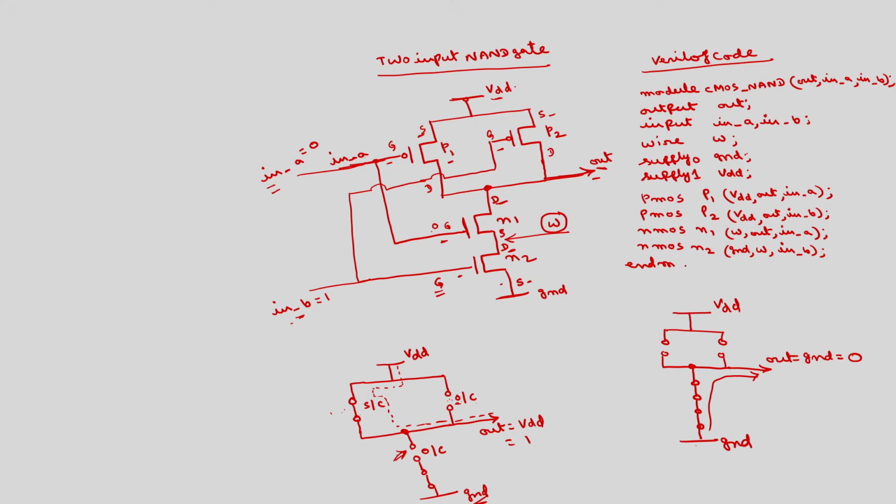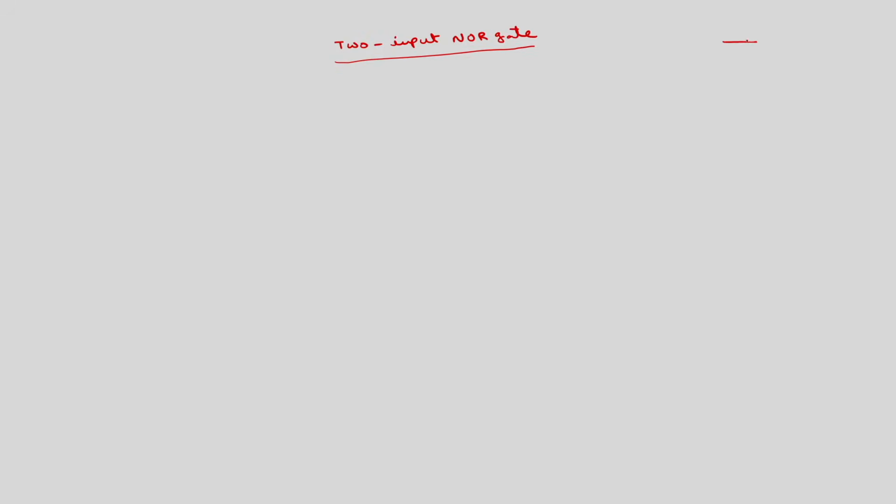This is the end of the module. So, this is how we can describe a 2 input NAND gate using Verilog code. So, I will take the next universal gate, which is NOR gate. So, the connections are reverse here. Okay. So, NOR gate is here basically, this is VDD.